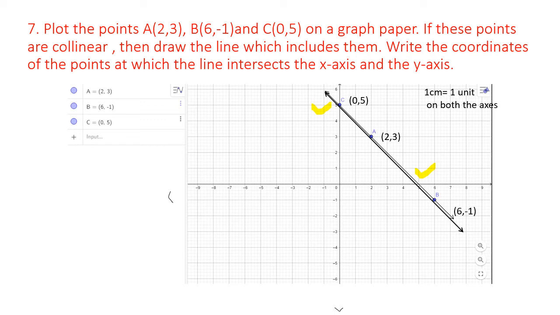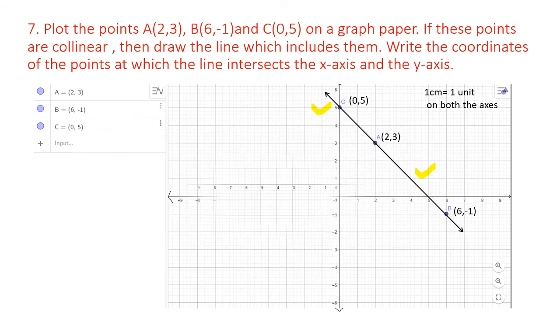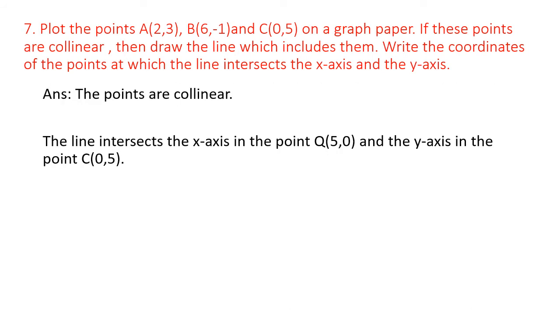So if you look here, what are the coordinates at which it is intersecting the x-axis? We will say the line intersects the x-axis at what point? This point is 5, 0, and this point is 0, 5. So that is what we write down. We say that the points are collinear and they intersect the x-axis in point (5, 0) and the y-axis in point (0, 5).